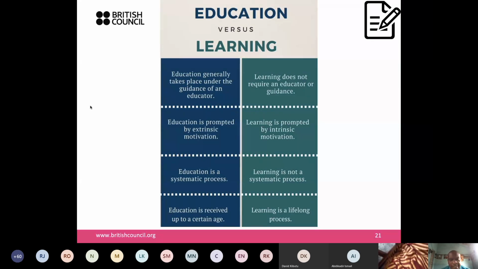Education is prompted by extrinsic motivation. Learning is prompted by intrinsic motivation. Education is a systematic process. Learning is not systematic. Education is received up to a certain age, and learning is lifelong. But I'd like you to post a video on your own perspectives.